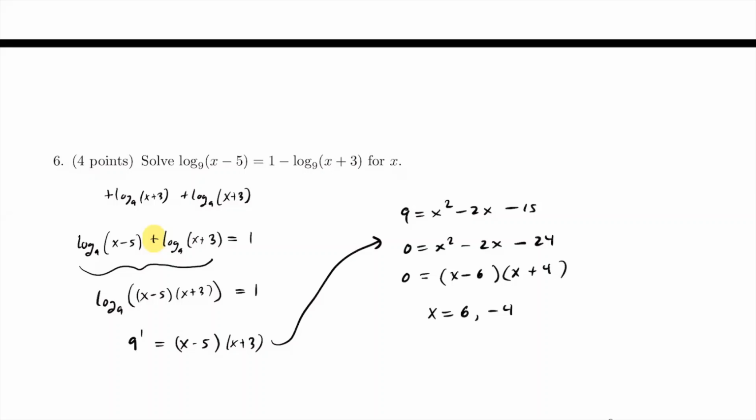Now let's check. So if I plug in x equals 6 into this expression, will the inside of the logarithm be positive? And it is positive, so this works. Now what about negative 4? When you plug in negative 4 into this and this, you get negative. So that's why this is not going to be an answer. So this we're going to reject. Our only solution to this problem is x equals 6.